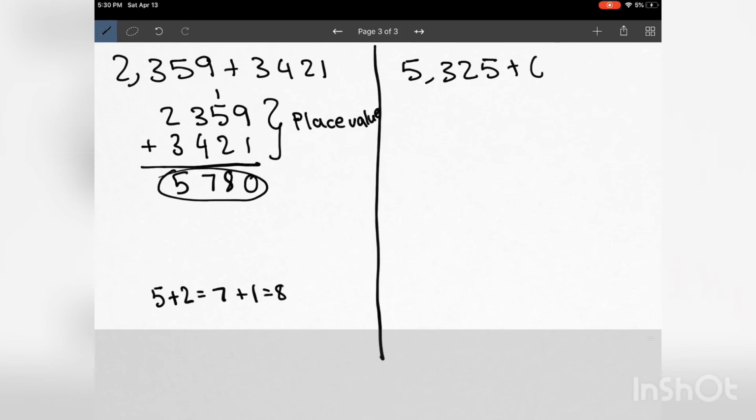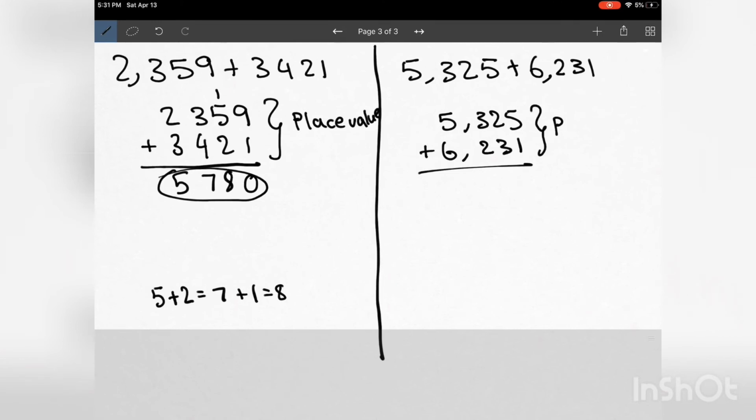5,325 plus 6,231. Okay. Again, it's a big number, but that's okay because we know that we can add anything. We've got the power of math. Okay, just kidding. Again, aligned by place value. I'm just writing this in so you know how we're aligning it. You don't have to write that in. I mean, if it helps, then go ahead, but you don't have to.